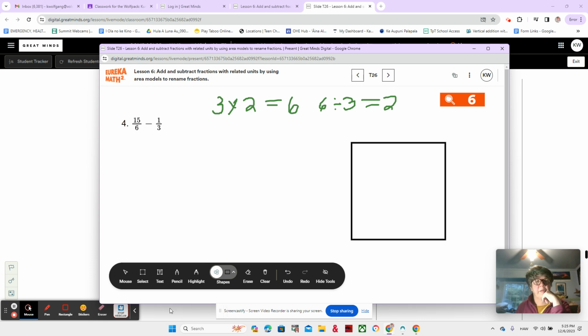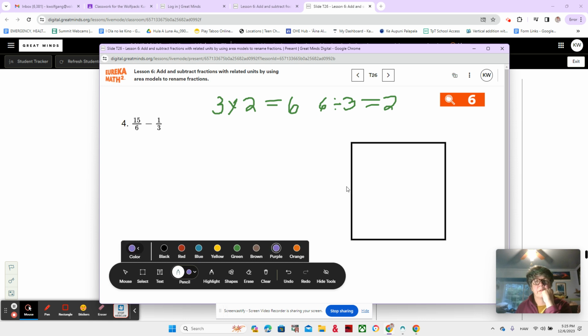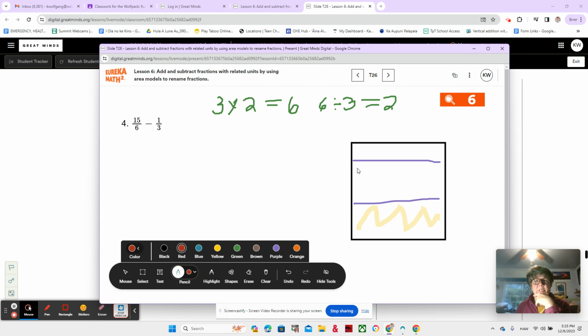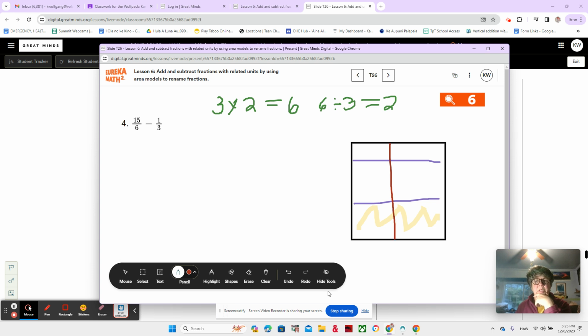model. Okay, so thirds, all I need is 2 lines. And I have thirds, and I only have one of them. So I'm just going to color in one of them. But I need to change it to 6ths. So I'm going to decompose. And now I have 2/6. All right, so 1/3 is the same as 2/6.